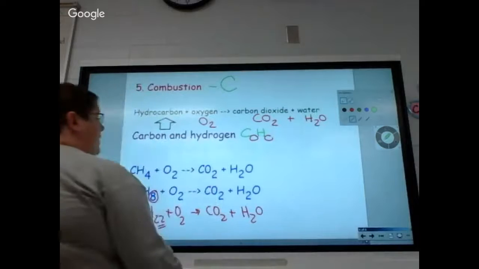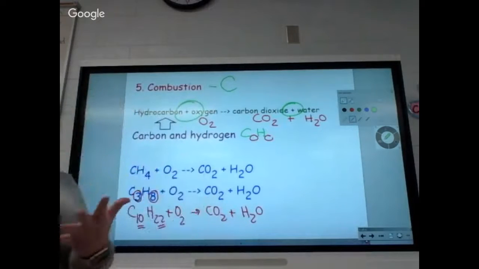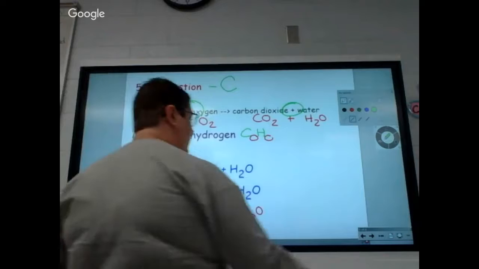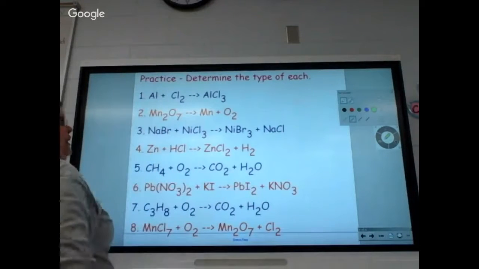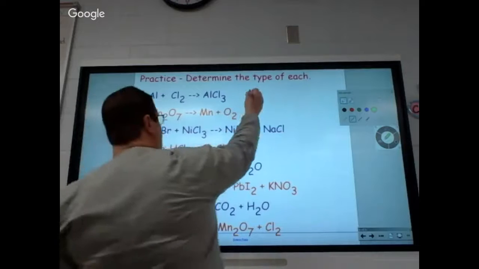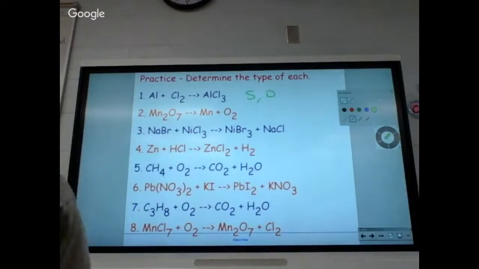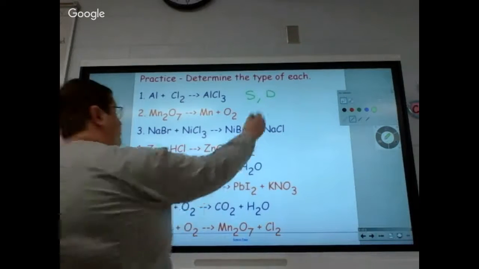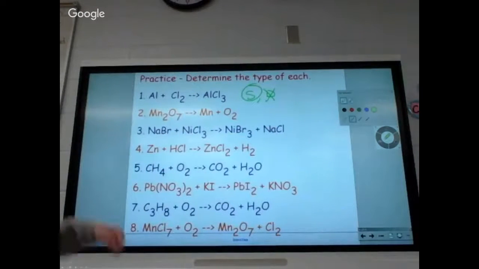Combustion has how many? Okay. So single, double, and combustion have 2. Everybody with me on that? Synthesis and decomposition have 1. So if I cruise back over here to the questions, how many plus signs do you see? One. So it's either synthesis or decomposition. Are we forming something or are we breaking apart? Forming. All right. Let's jump down to number 3.